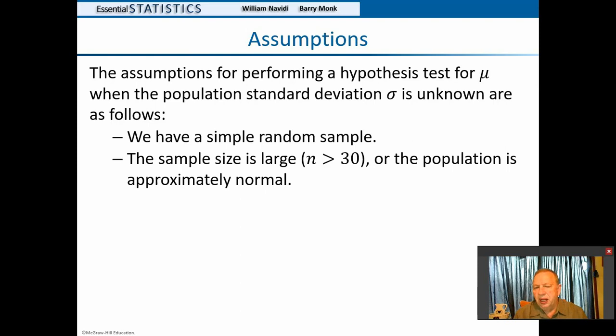We would do a dot plot and make sure of two things: there are no outliers and there's no heavy skewness. Both of those must hold, and then we could kind of assume. We would rather have a large n greater than 30 or know that the population is approximately normal.